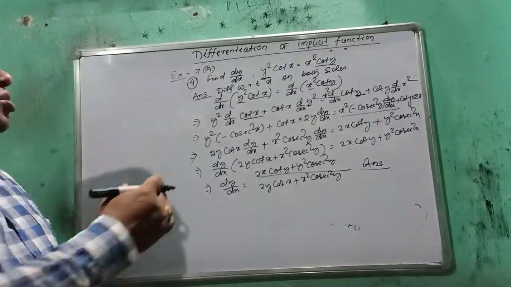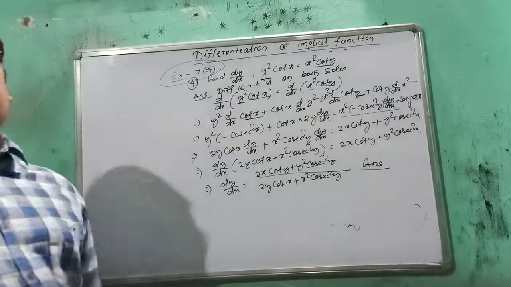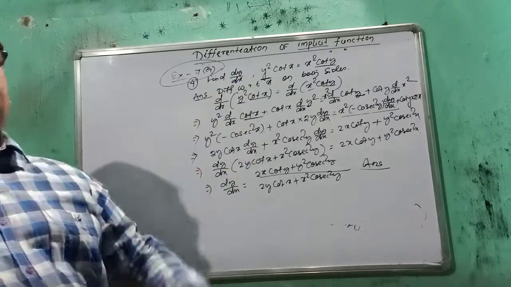So you can solve all the problems of exercise 7G, that is, the derivative of implicit functions.